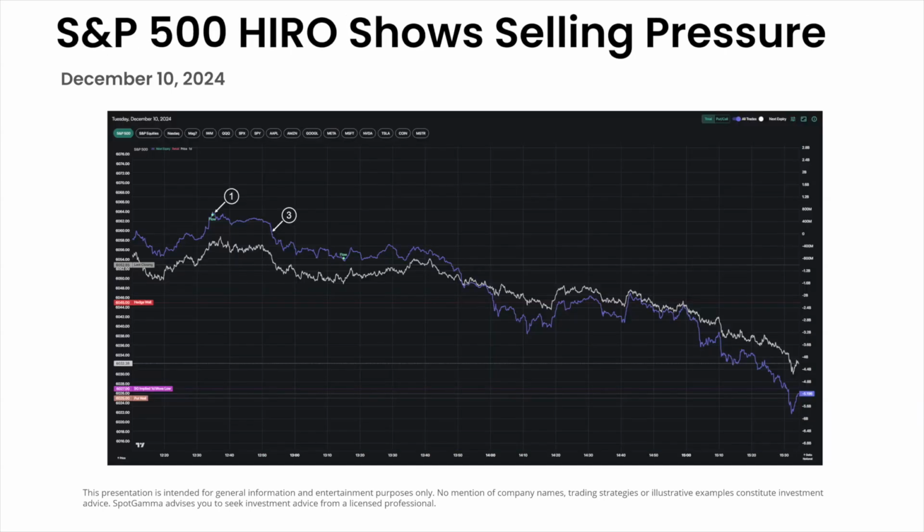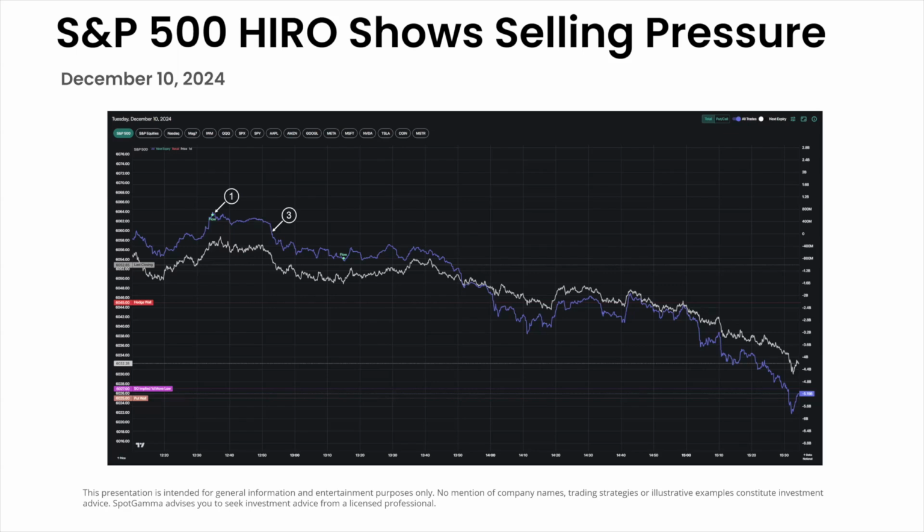This is the S&P 500 index HIRO signal showing total call and put trades for SPX, SPY, XSP, and ES futures. At 12:35 p.m., a flow alert signals significant options activity and a potential reversal in hedging flow from positive to negative delta. The alert is shown on the S&P 500 HIRO chart with label 1.